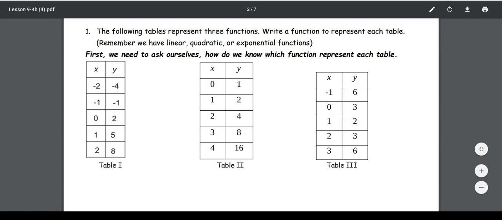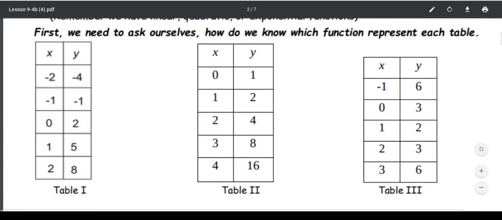We have three tables. We are trying to find the function that can represent each table. We know already that we have linear functions, quadratic functions, and exponential functions. And the first thing that you need to think of is which one of these three different functions can be used to represent each one of these tables. Let's take a look at the first table.